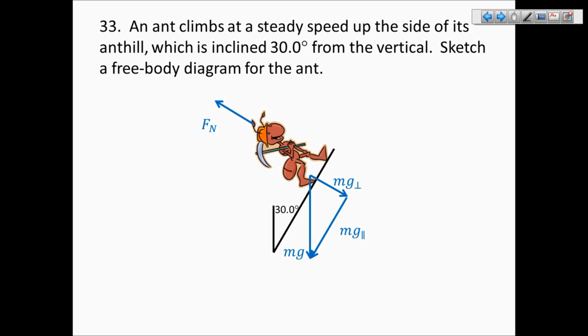Now quite often what we want to do is split that weight up into its two components, what I refer to as mg perpendicular and mg parallel. That is the component that's perpendicular to the incline and the component that's parallel to the incline.